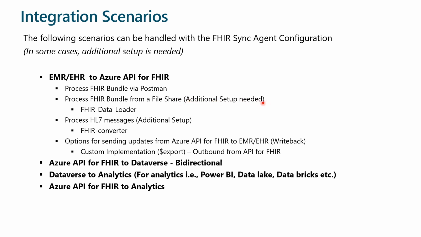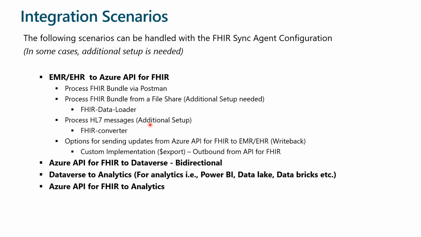An additional setup may be needed here. That is, the FHIR data loader needs to be configured. Or you can process HL7 messages. Again, additional setup is needed. For example, the EMR or EHR would be in HL7 format, but the Azure API for FHIR is expecting data in FHIR resource format. So there is a FHIR converter available on our GitHub repository. This needs to be configured before you process the HL7 messages.